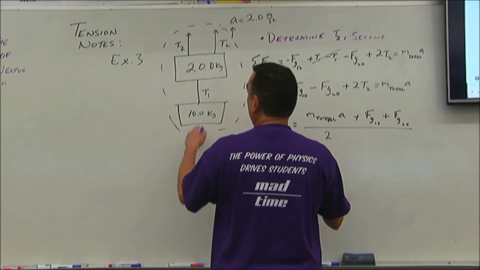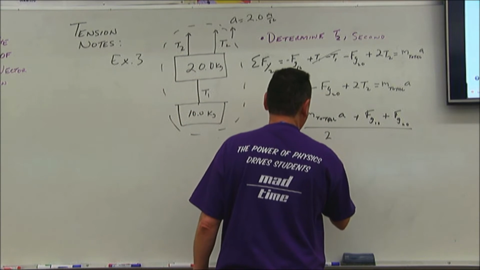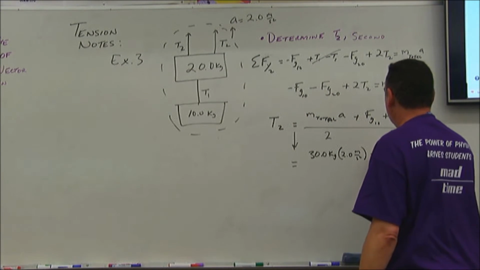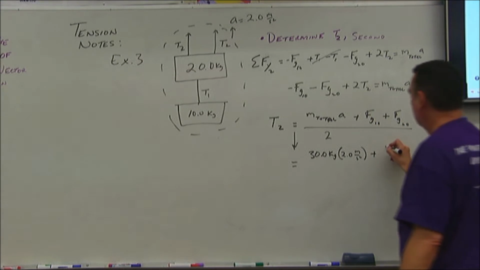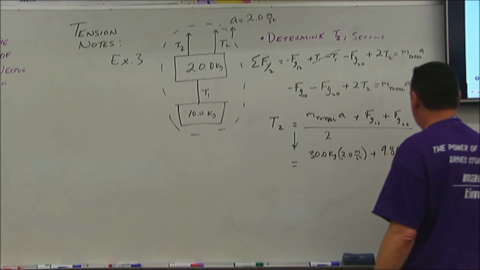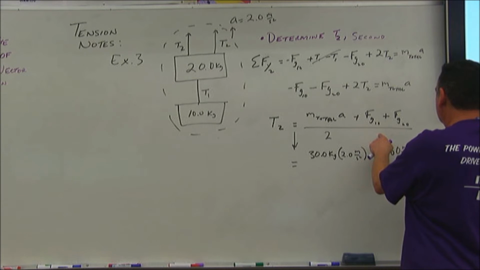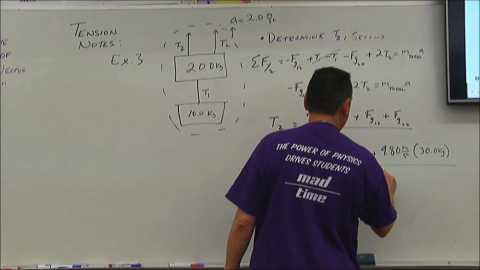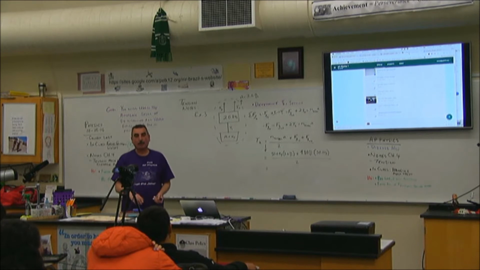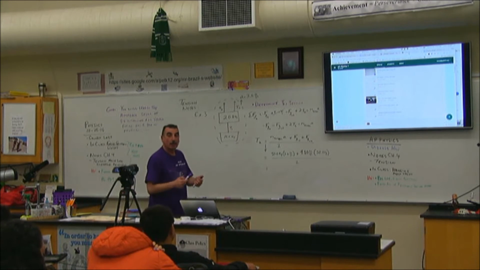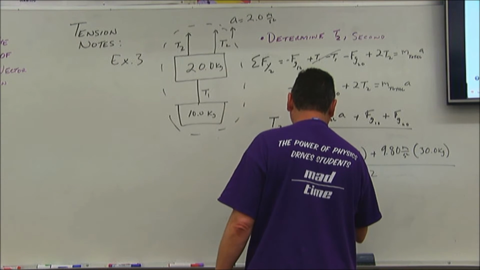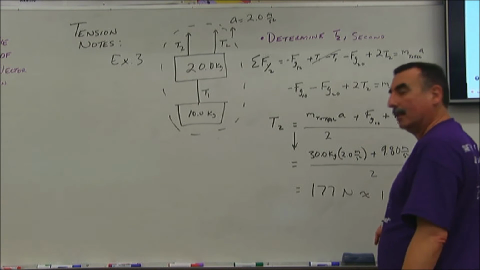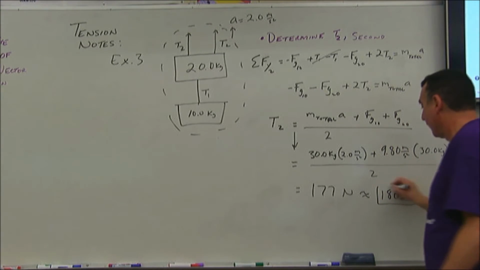So, M total, 20 plus 10, that's where I'm getting the 30 kilograms. 2 meters per second squared, that's the acceleration, plus, I'm going to pull out the 9.8. I'm going to factor that out, and I'm also going to have 30 here. Kilograms. Okay, and divide by 2. Do you have the answer? Yes. What is it? 177. What? 177. Yeah, 177. And we're going to get to 2 sig figs. But it's addition. Yeah, but you still have the 2.0. Yeah, the 2.0. Okay? So now you've got the 2 forces.